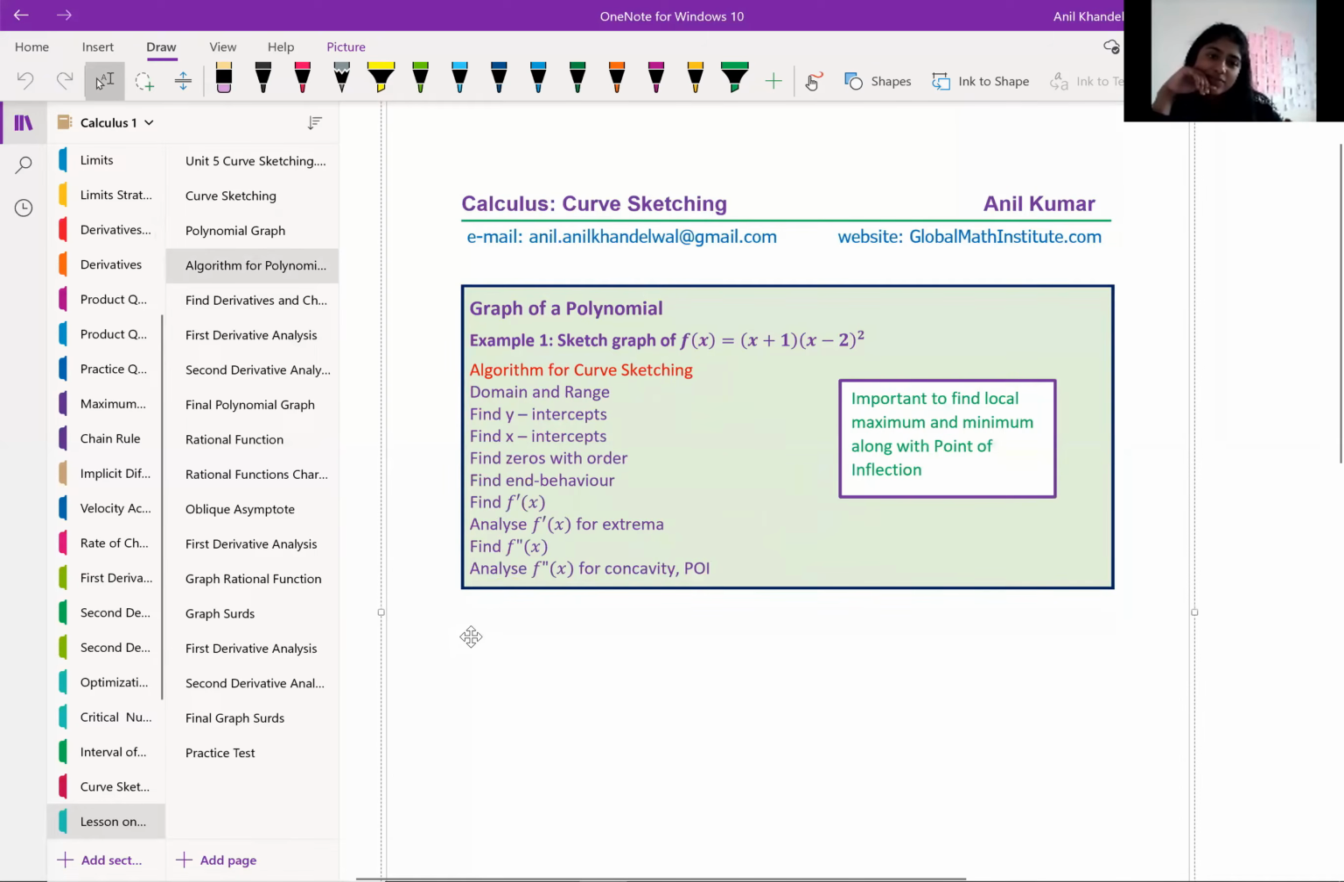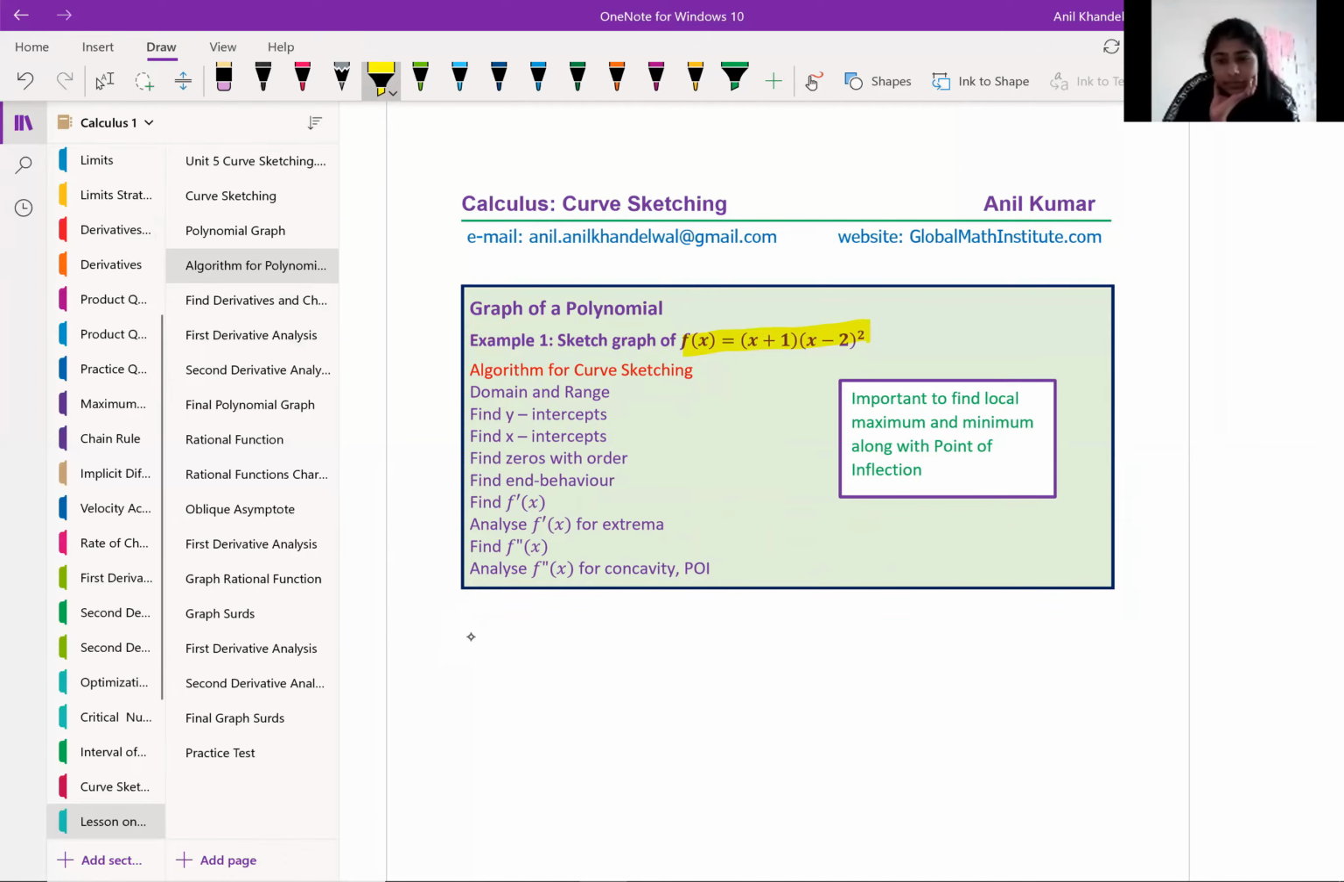So let's begin with the understanding of how to really sketch a polynomial graph. Now, I've given you this function, which is f of x equals x plus 1 times x minus 2 whole square. So easily, we get all the characteristics of the function as soon as we look at it. In the algorithm, the first part is always the information which you can immediately gather from the equation, correct? In this particular case, it is domain and range, all real numbers.